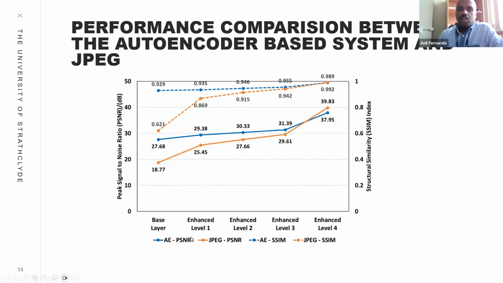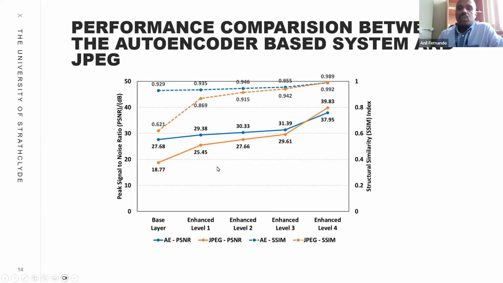The solid ones represent the PSNR graphs, and the purple one and the orange one represent the proposed system and the equivalent JPEG system. You can see that the PSNR of the proposed system is much higher, especially at the lower bit rates compared to the higher bit rates. When we go from the base layer to enhancement layer 4, we consume more bits, and the quality also increases.